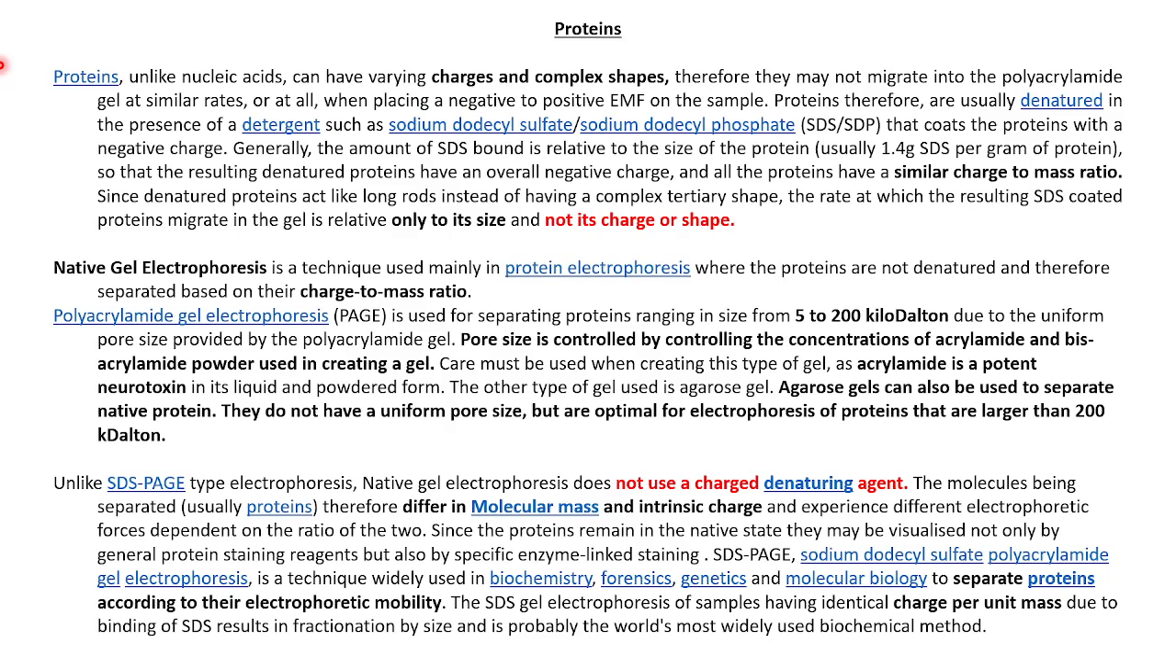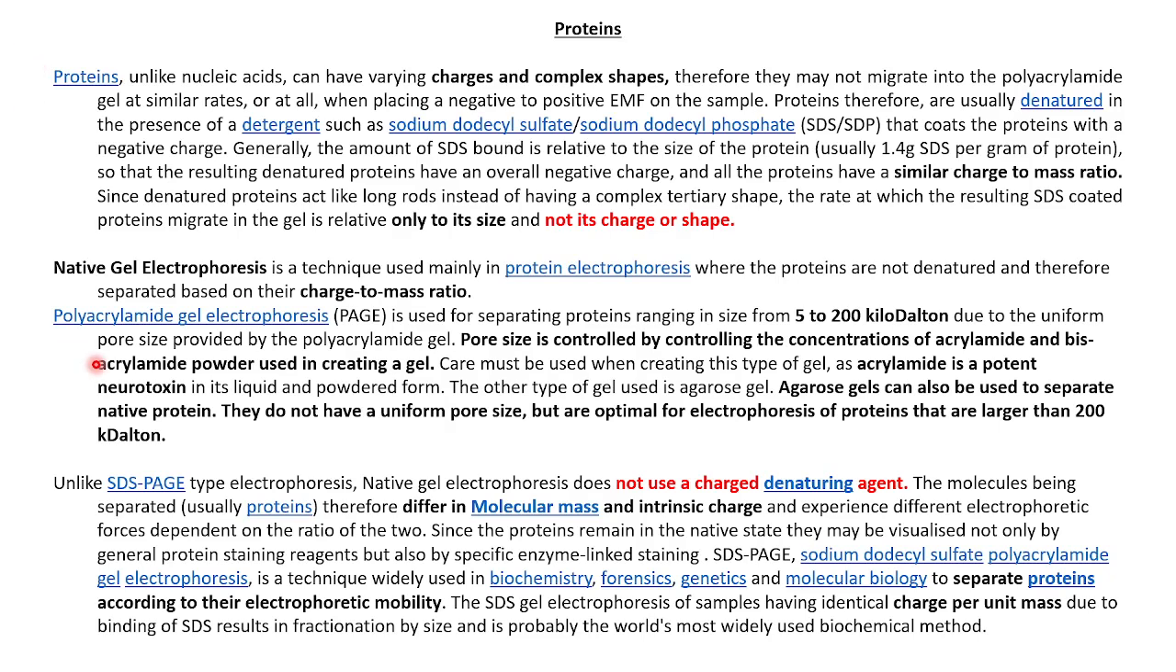Ideally, if a protein of size 100 amino acids is there, we require 50 molecules of SDS. So 2 amino acids can be charged by 1 molecule of SDS. We can think of it in that way. Now, since denatured proteins act as long rods instead of a complex tertiary structure, the rate at which they move is based on size and not on charge or shape.